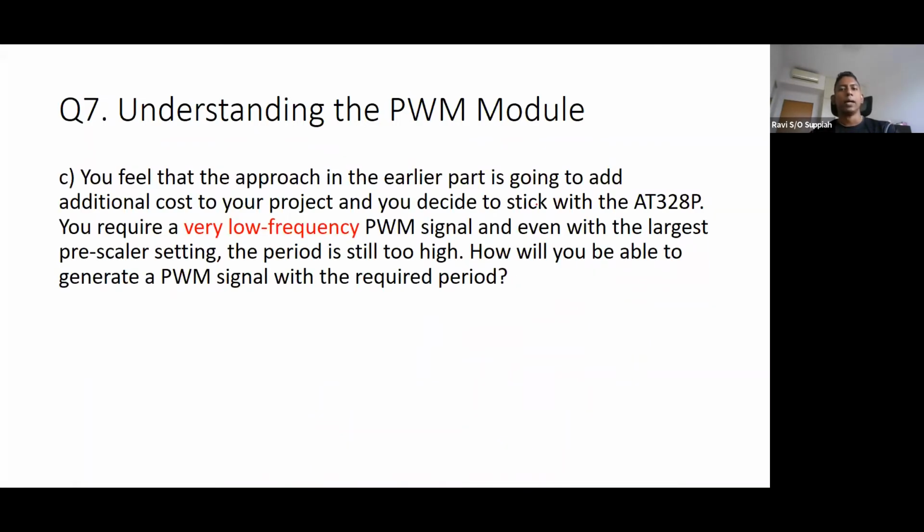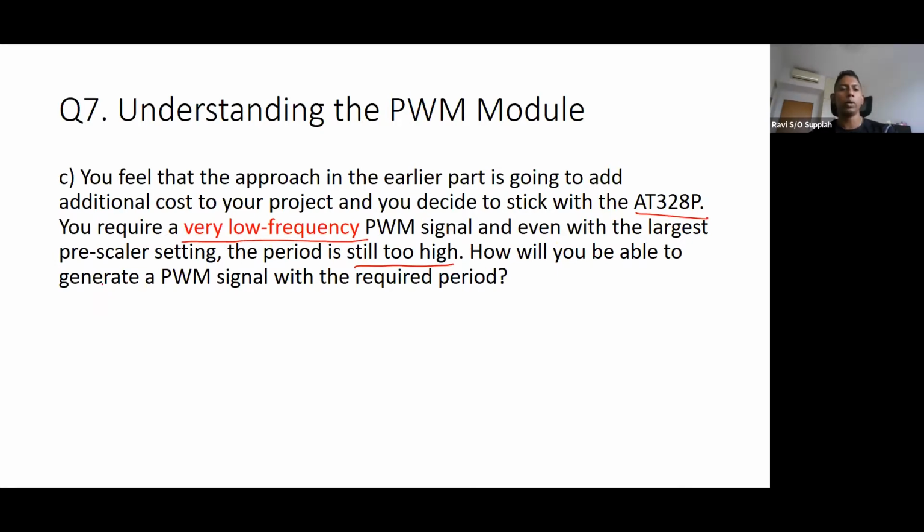Okay. Now the next thing is you feel that the approach in the earlier part is going to add additional costs, and you decide to switch back to the 803280P, and you want a very low frequency PWM signal. Even with the largest prescaler setting, the period is still too high. Okay, so what does that mean?